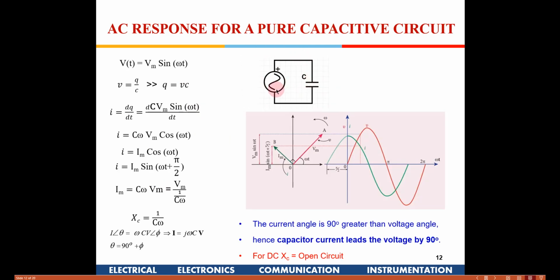Now, coming to a capacitor. Again we apply a sinusoidal signal out here and a capacitor is placed here. We know the voltage across the capacitor is Q divided by C, so the current will be dq by dt. If you substitute this, you have C d by dt of Vm sin omega t. Now, the voltage is a sinusoidal signal out here, so I get I is equal to C omega Vm cos omega t, right. In terms of sin omega t, I can write sin of omega t plus pi by 2.